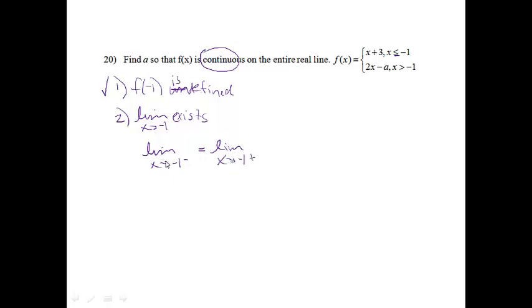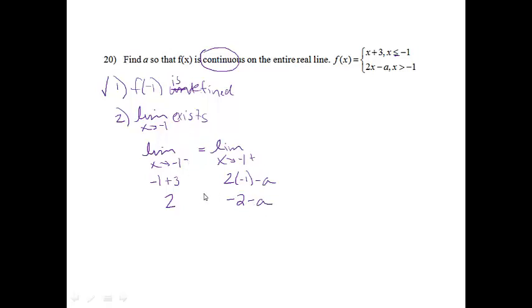So as we're approaching negative 1 from the left, that would be all the values that are less than negative 1. So I'm going to plug negative 1 into the top function. And when I do that, I'll get negative 1 plus 3, which would give me 2. Now if I find the limit as x approaches negative 1 from the right, that would be from where all of the values are greater than negative 1. So I'm going to plug negative 1 into my second function. So I'll get 2 times negative 1 minus a, and that will give me negative 2 minus a.